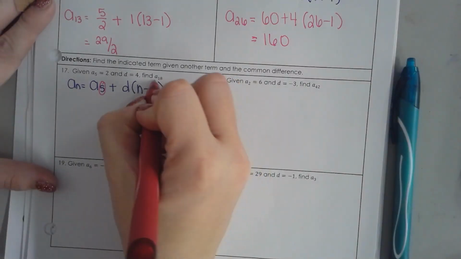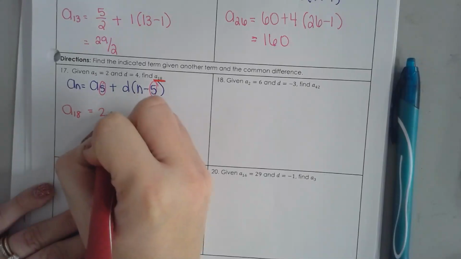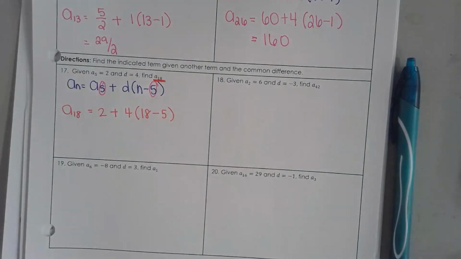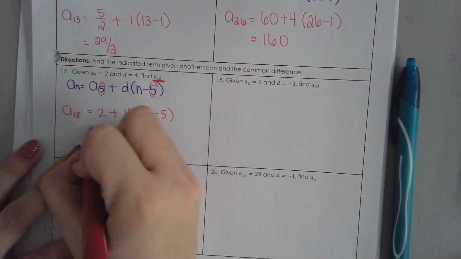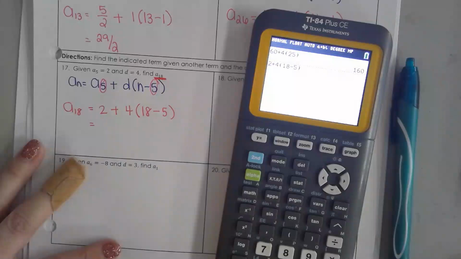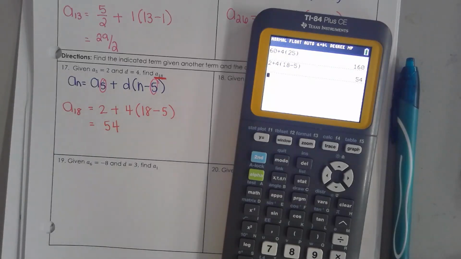And I'm finding A18. So what you write should look like that. A5 is 2, because the problem told us. The common difference is 4, because the problem told us. My n is 18, because I'm finding A18, and then I have minus 5. So the 18th term in the sequence is 54.